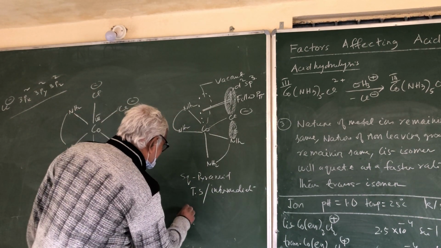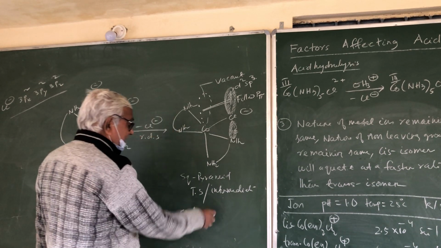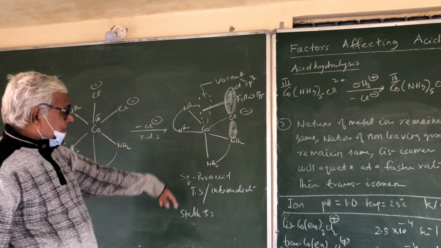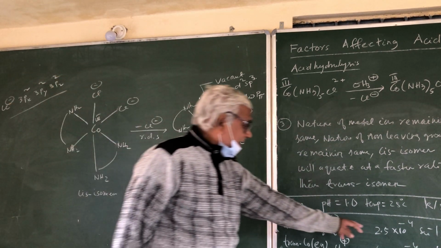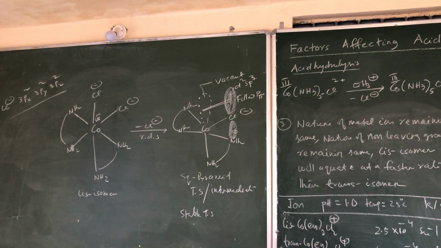So this is a stable transition state or intermediate. Therefore energy will be lowered. Energy will be lowered means activation energy will be lowered. Activation energy will be lowered means rate will be high. Let us explain it with the help of one example. Take water.